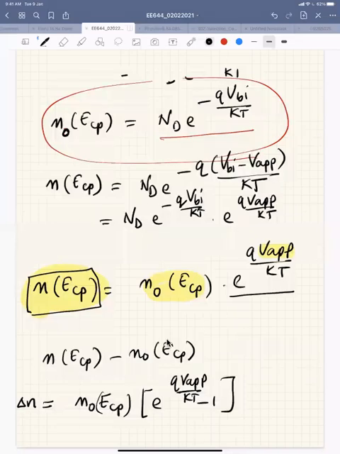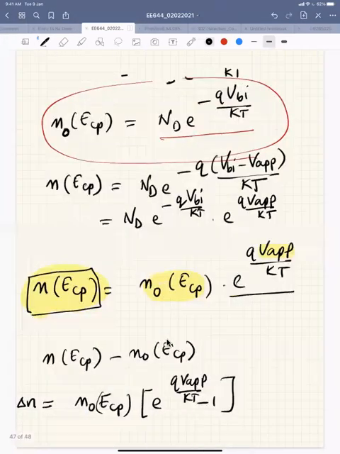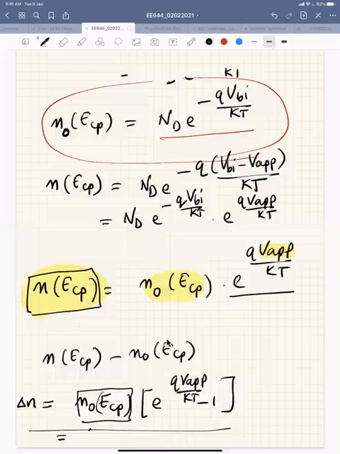So in the equilibrium condition, I have some electrons on the p side. The moment I apply forward bias, I inject some more, and the excess carriers is nothing but N0 ECP times e to the Q VA by KT minus 1. And N0 ECP is nothing but the equilibrium carrier concentration, which I could write as Ni square by Na. So this is my excess carriers.